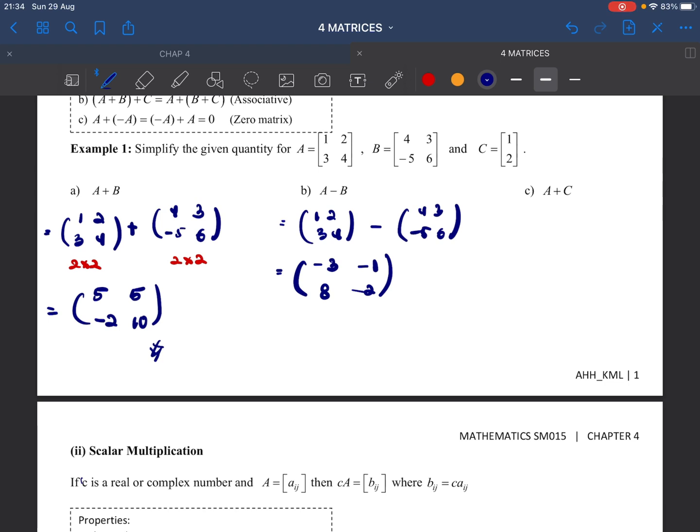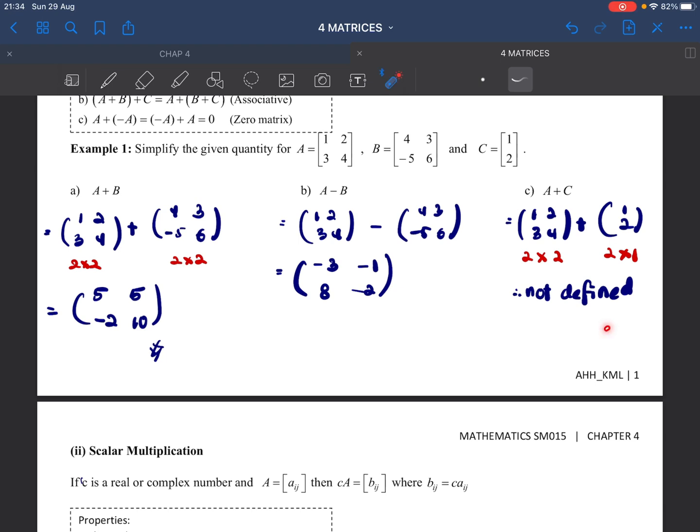Okay. So now let's see question C, A plus C. So we will have here 1, 2, 3, 4 plus 1, 2. Okay, make sure to check the order first. So your size of matrix, so this is 2 by 2, this is 2 by 1. So order dia tak sama, so we cannot add or subtract these two matrix. So apa yang jawapan yang kita boleh letak? Jawapan dia ialah not defined. Okay, not defined ataupun undefined dan seterusnya lah. Okay, not defined lah. Okay, so that is for subtraction and addition. Okay, matrix dia order dia kena sama.